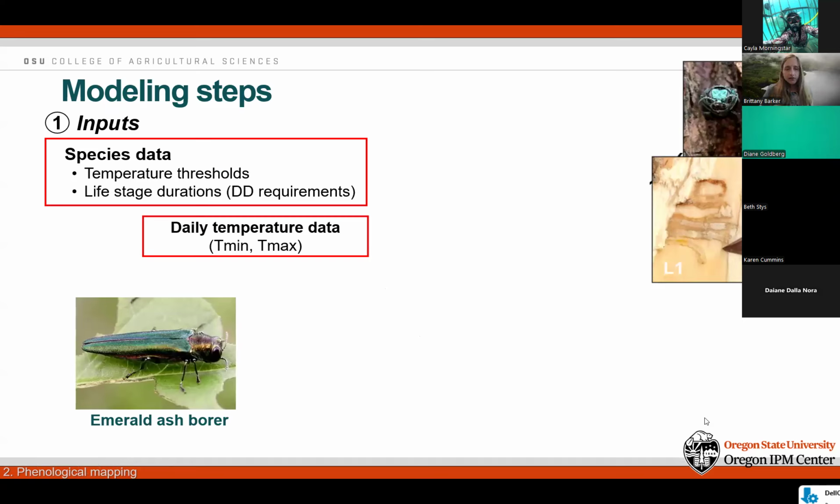All right, so in a phenology model, you have your information about your species: you have temperature thresholds, the lower and upper threshold, you have the duration of the life stages in degree day units, and then you have your daily temperature data, so your minimum and maximum temperature for each day of the year, or whatever time frame you're modeling. And I'm using emerald ash borer here as an example.